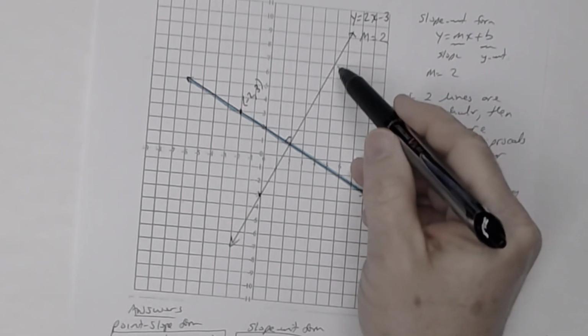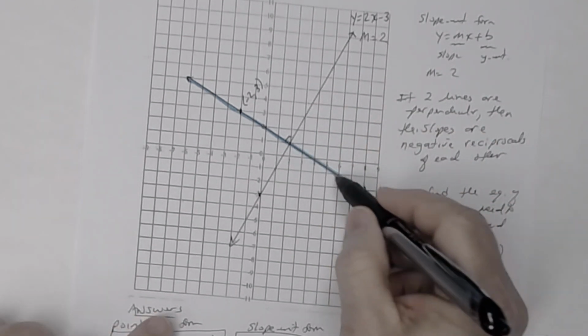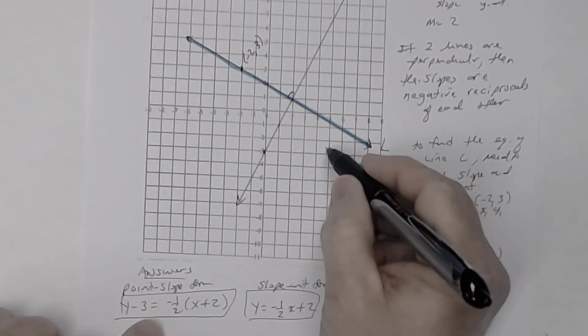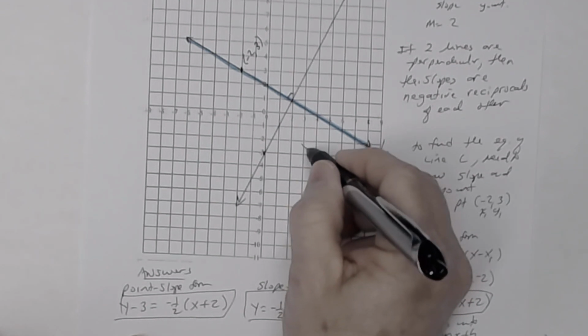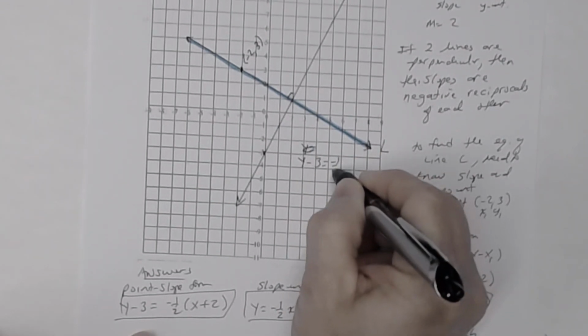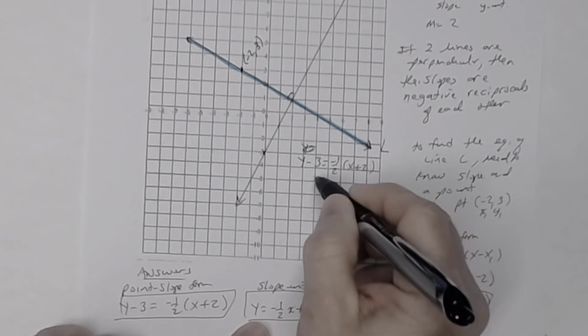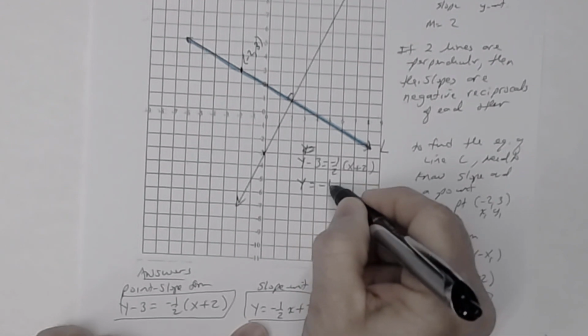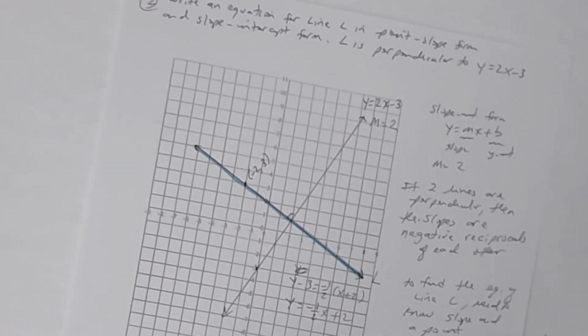So first of all, the equation of the line that's perpendicular to it is y equals 2x minus 3. And the equation of this line in point slope form is y minus 3 equals negative 1/2 times x plus 2. And in slope intercept form, we get y equals negative 1/2 x plus 2. All right, so that was number 2.